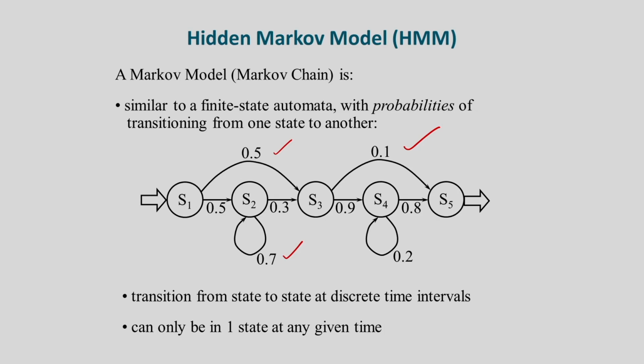And why it is called hidden, I will explain. It is only the outcome, not the state, that is visible to an external observer, and therefore the states are hidden to the outside. Hence the name hidden Markov model, because I am considering the Markov chain. And why am I considering the term hidden? Because the states are not visible to an external observer.